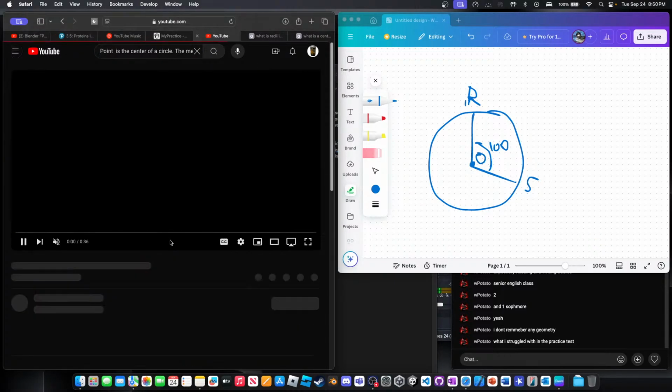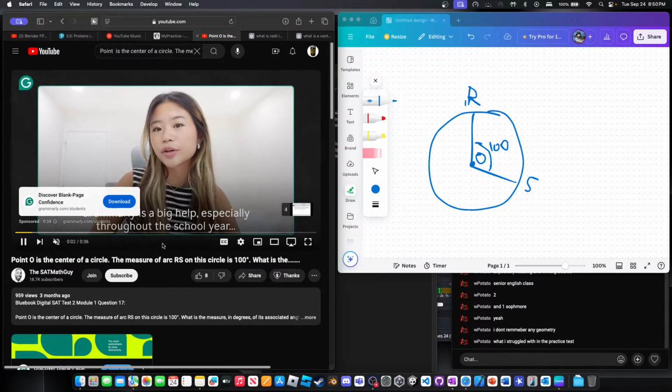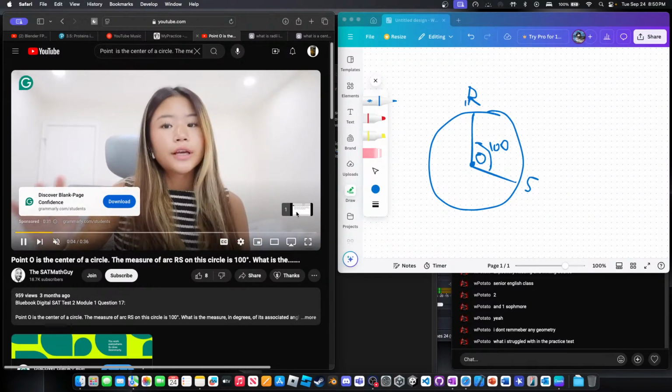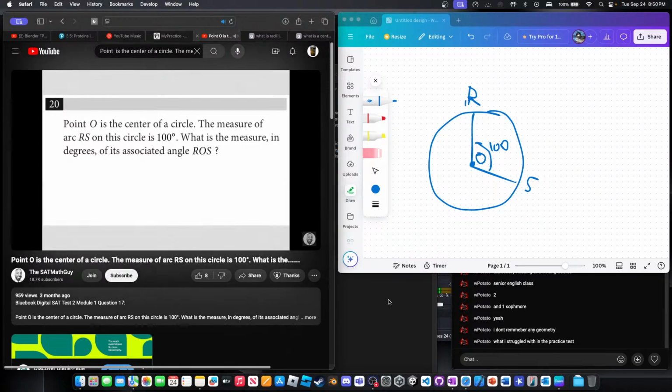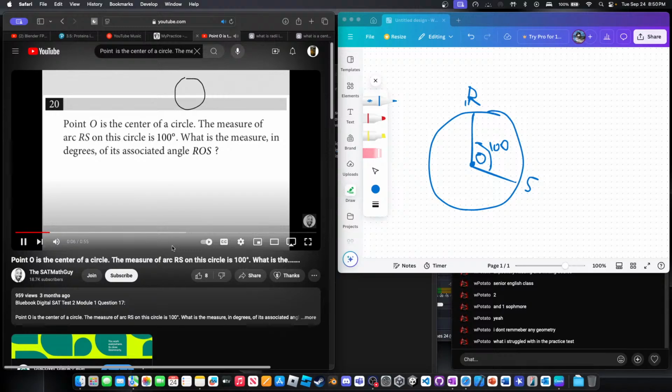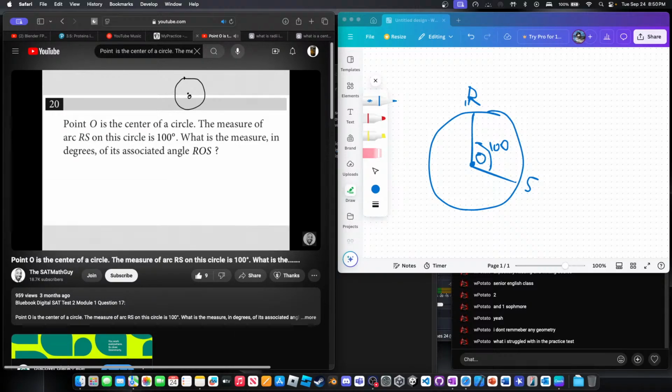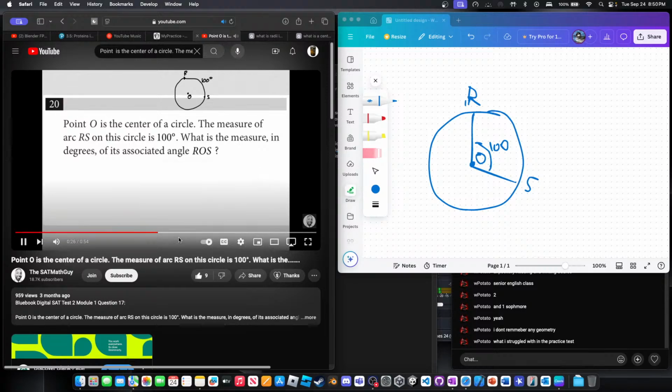Here we go. This question says point O is the center of a circle, so I'm going to draw a circle. Don't know if it's necessary, but just by habit, I'm going to draw a circle and label that center O. The measure of arc RS on this circle is 100 degrees, so I'm going to put an R here, and I'm going to put an S around there. That's exactly what I did too. 100 degrees. What is the measure in degrees of its associated angle, ROS?